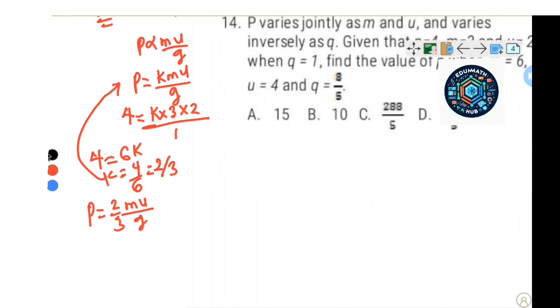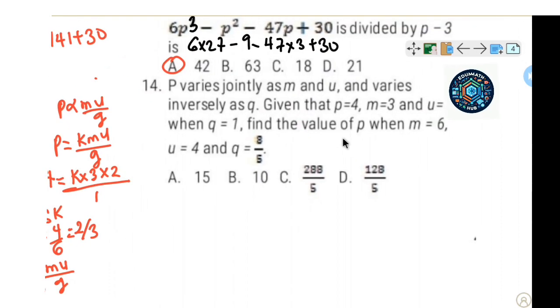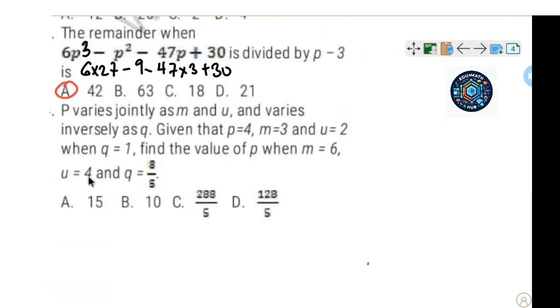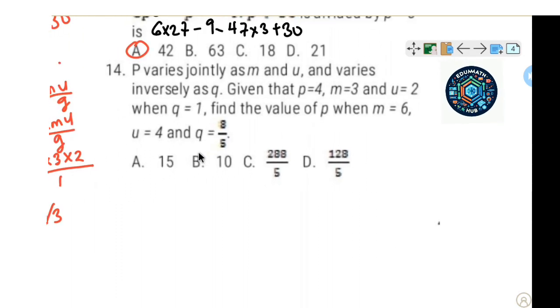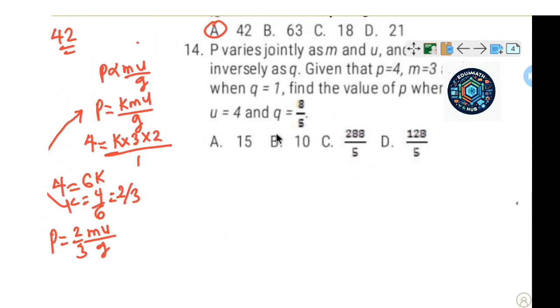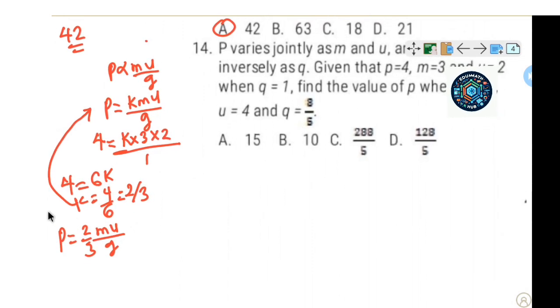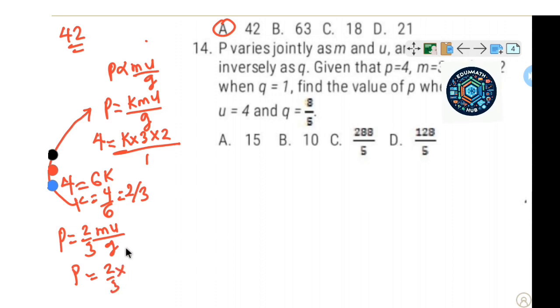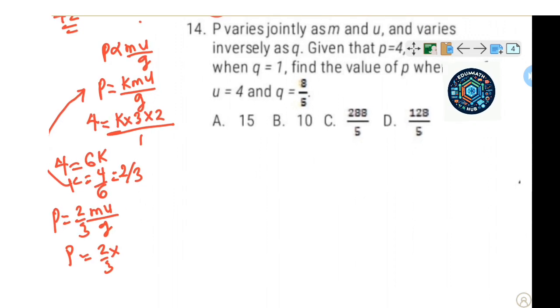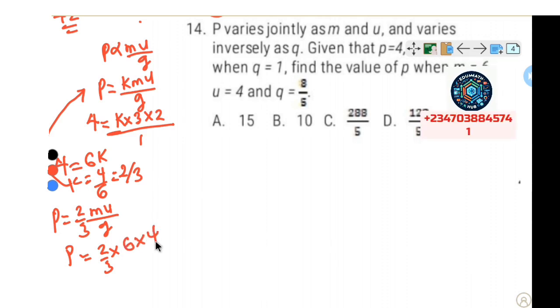But you have to find the value of p from the question, when m is 6 and u is 4 and q is 8/5. So looking for p now, p will be 2/3 times your m is 6 and u is 4, so times 6 times 4. Then your q is 8/5, but since q is at the bottom part, they are dividing, so you have to use your reciprocal. So that will be times 5/8. You have to reverse it.